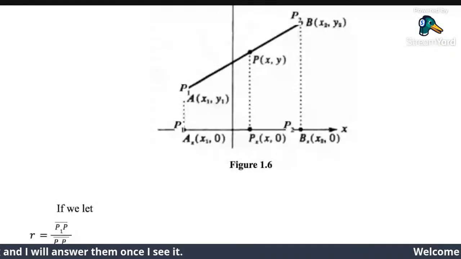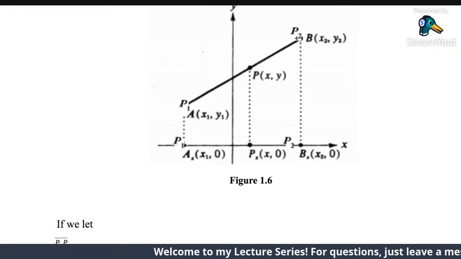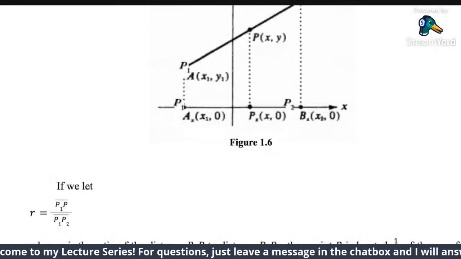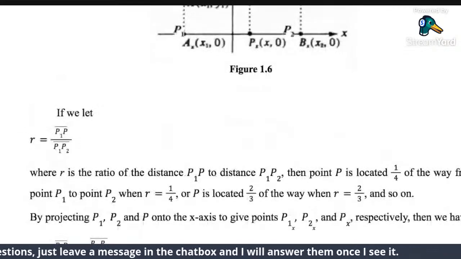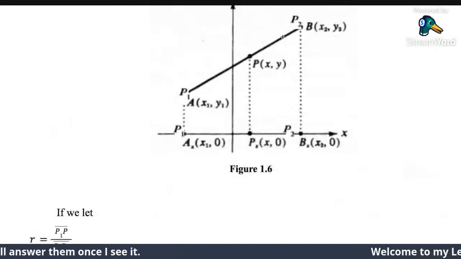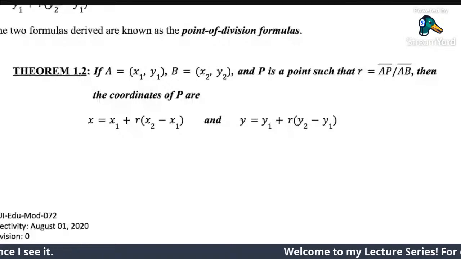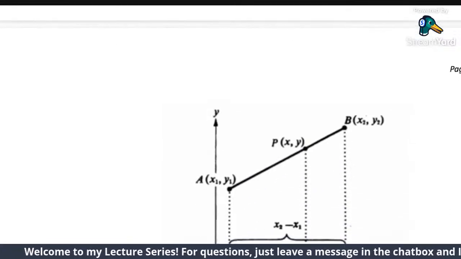Okay, so for example, ipapahanap sa inyo any point between P sub 1 and P sub 2, like let's say P, okay, then you can find the coordinate of this point, a point anywhere in between P sub 1 and P sub 2 using this theorem. Okay, so the x coordinate is given by this and the y coordinate is given by this. So we call that the point of division formula.